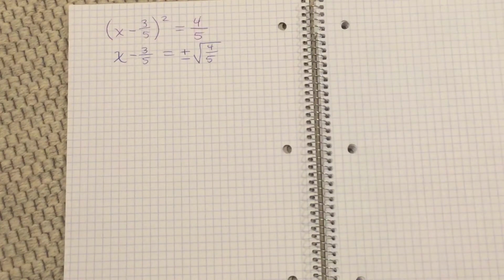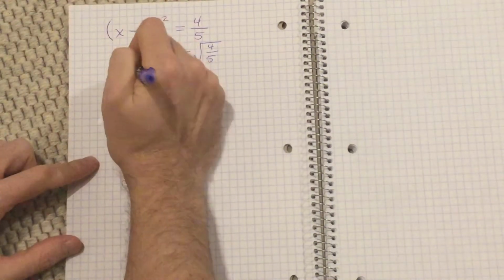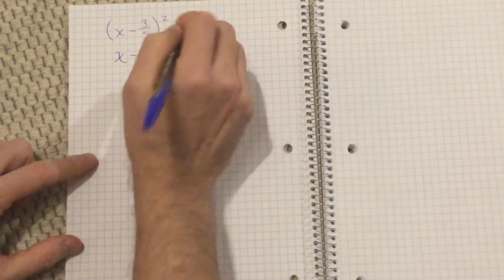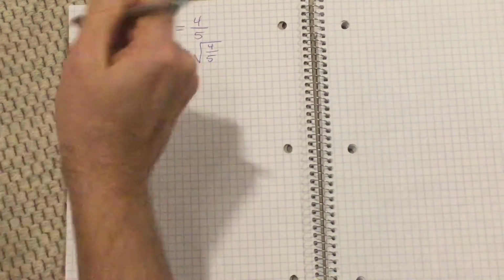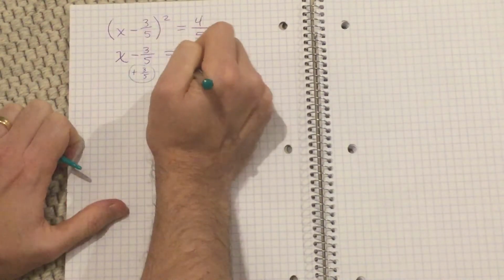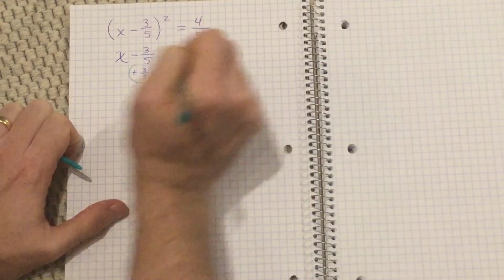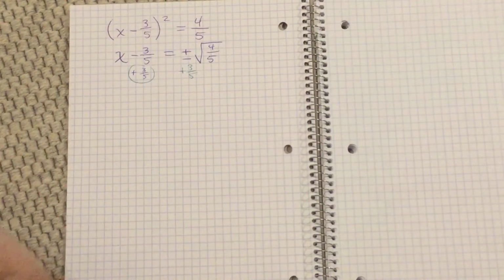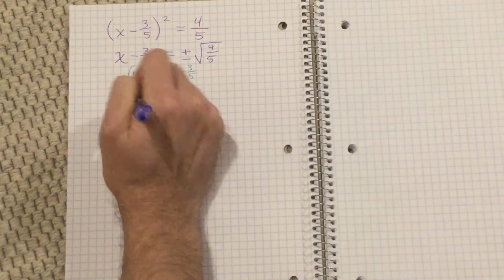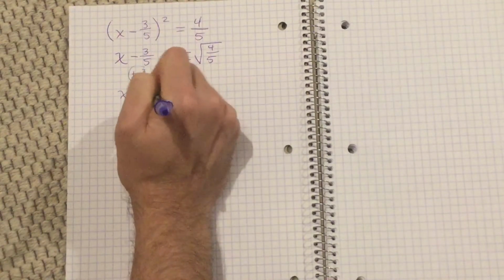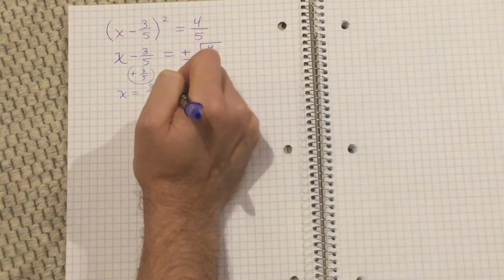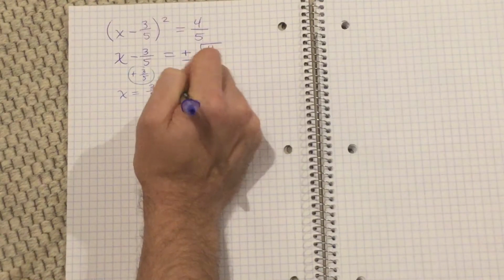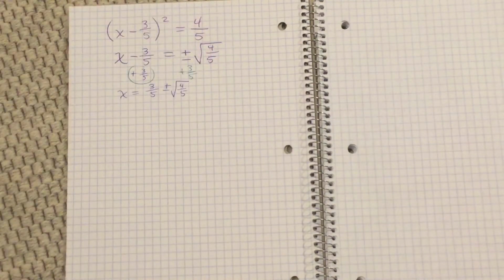Now we get some trickery, right? Because we can add 3/5 to both sides. And let's write that in a different color pen. We can add 3/5 to both sides and we will be left with x equals 3/5 plus or minus the square root of 4/5. But that's not simplified radical form. So how can we get it into simplified radical form?